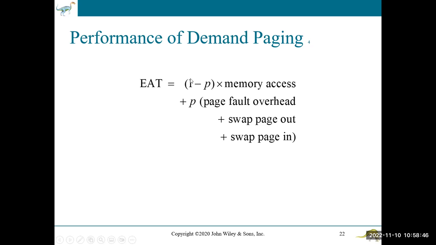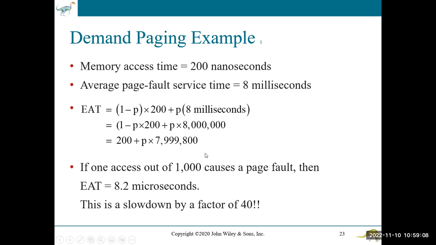Basically, the effective access time has to do with the amount of time it takes to access the memory, the page fault overhead, where there's swaps in and out. So from what we've previously reviewed on the diagrams, I hope that makes sense. Just remember it's the memory access, but then you also have the additional time it takes to run that.